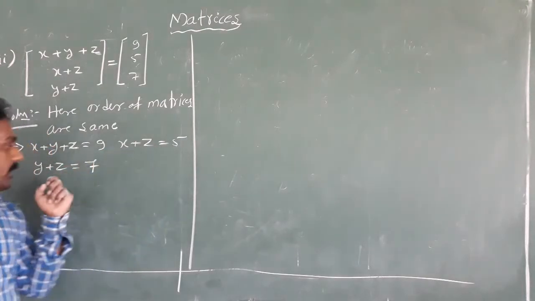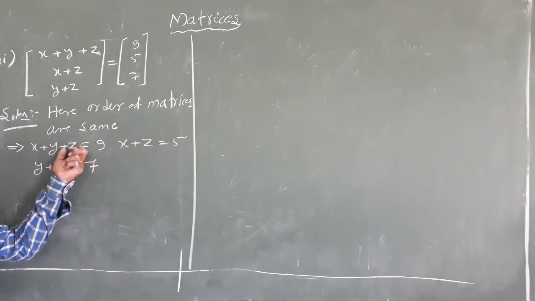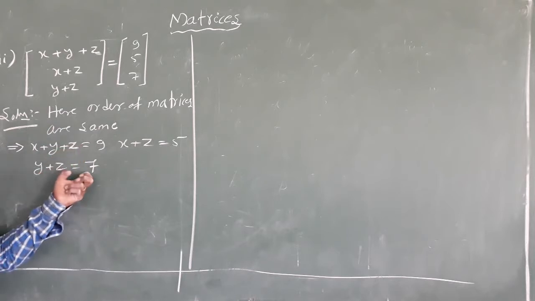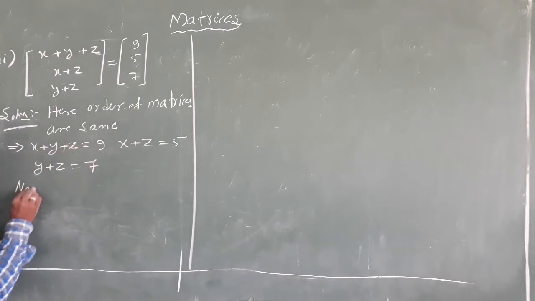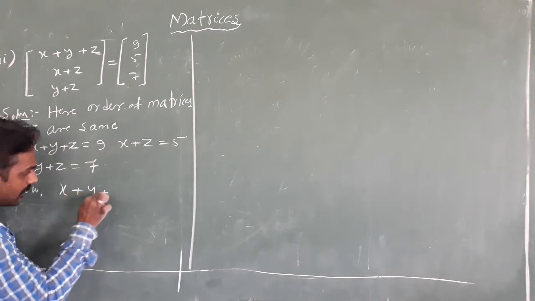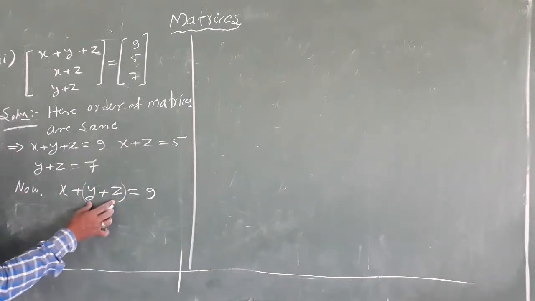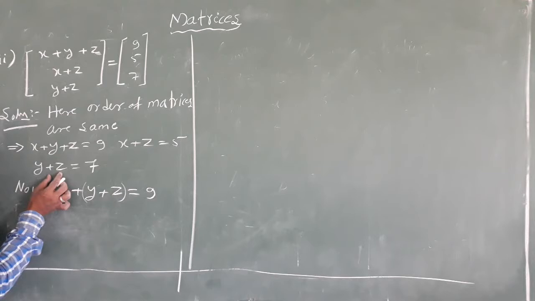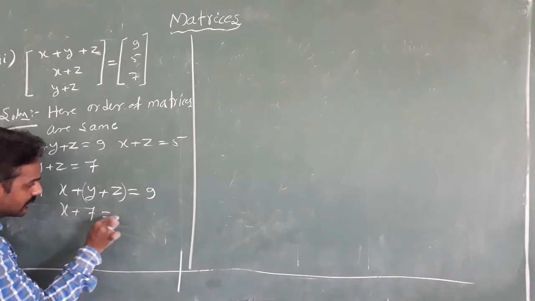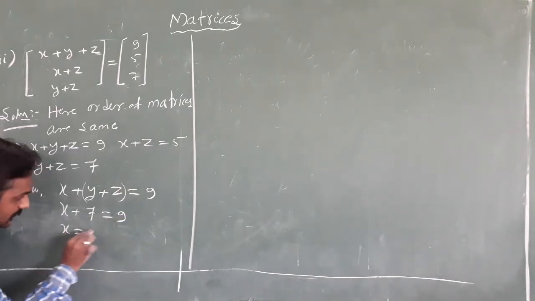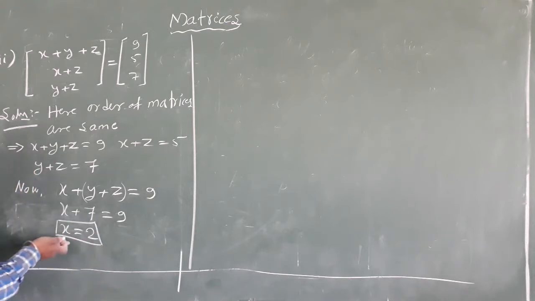From x plus z equal to 5 or y plus z equal to 7, if you fill the x plus z equal to 5 in the first equation, you will get the y value. If you fill y plus z equal to 7, you will get the x value. Whatever the value, you can take. Okay, see here. Now, x plus y plus z equals 9. This y plus z value we can replace from the given y plus z equal to 7. That is x plus 7 equal to 9. What is the x value here? 9 minus 7, that is 2. You get x equal to 2.